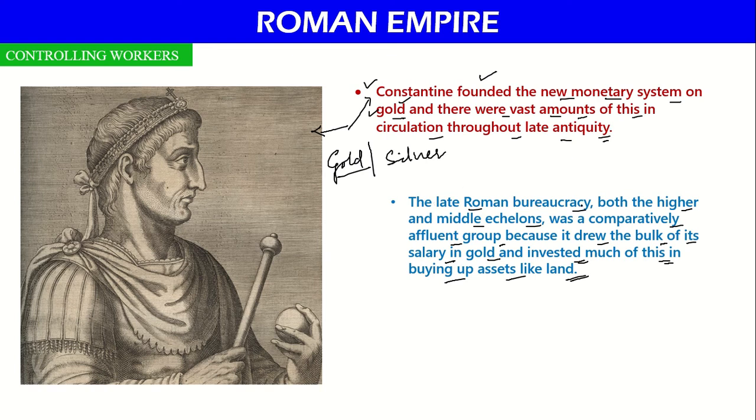So the late Roman bureaucracy, even the middle class group, earned in gold. Their salary was paid in gold. So they invested this money by buying assets like land, and they became very, very rich.